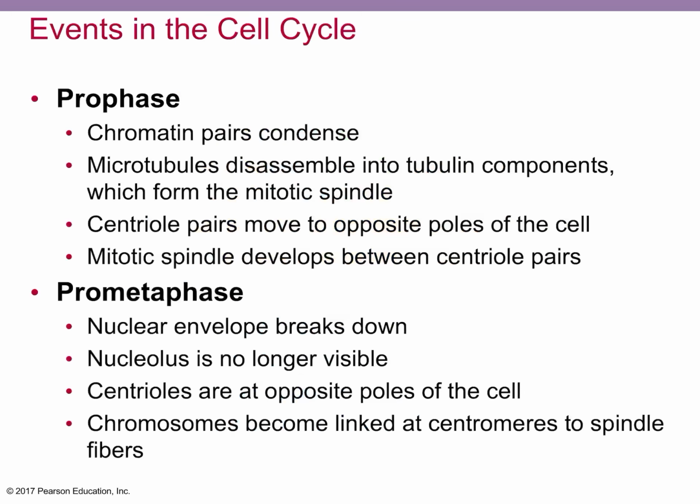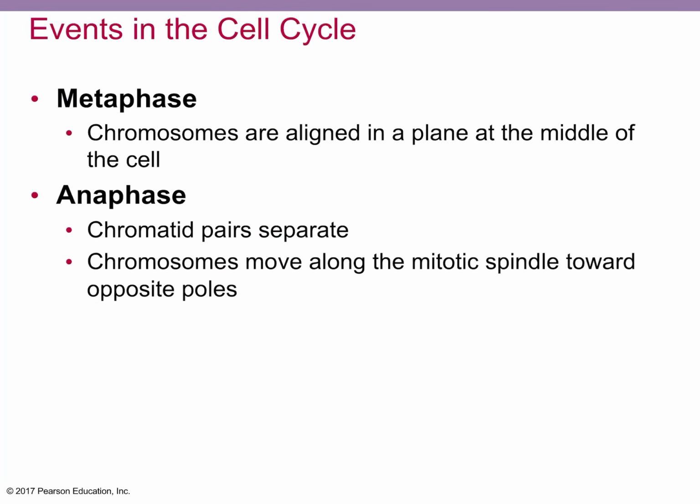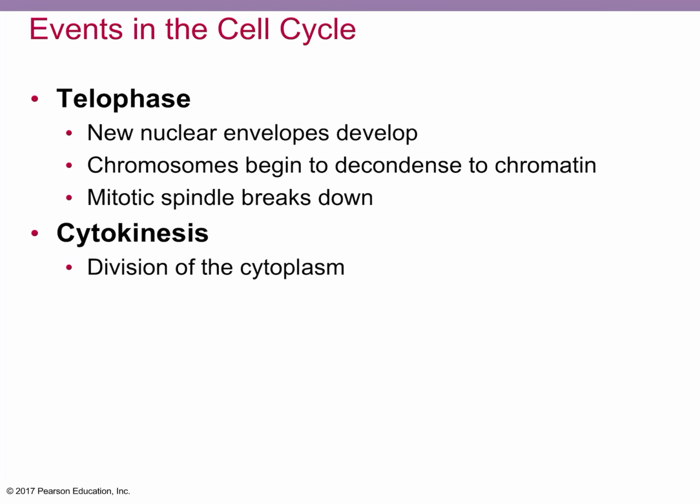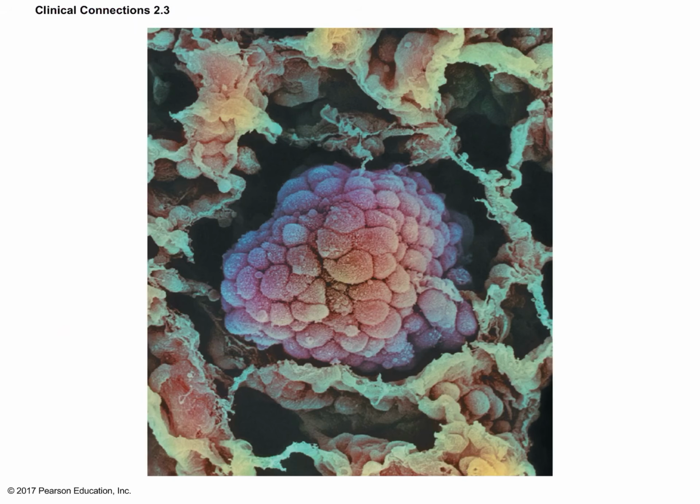So here are some events in each phase: prophase, prometaphase, the late stage of prophase, metaphase, anaphase, telophase, and cytokinesis. And then here is a nice image of a ball of cells. So each one of these structures is one cell. Okay, so how do we get here? Through mitosis, right? So this is a developing embryo. And this ball of cells is through many, many cell cycles. One cell divides to two, two to four, four to eight, etc.